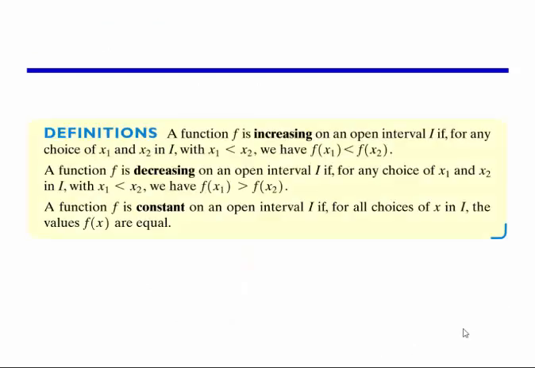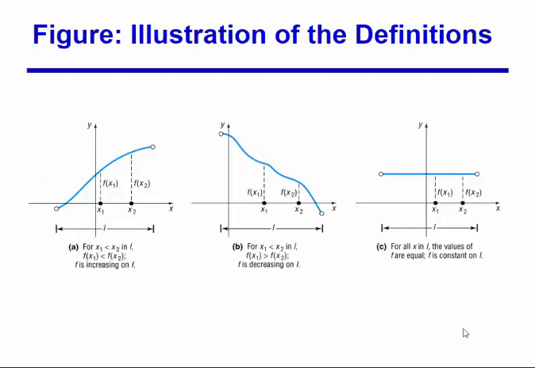So here are some definitions. A function f is increasing on an open interval I if, for any choice of x1 and x2 in I, with x1 being less than x2, we have that f of x1 is less than f of x2. A function f is decreasing on an open interval I if, for any choice of x1 and x2 in I, when x1 is less than x2, we have that f of x1 is greater than f of x2. And then a function f is constant on an open interval I if, for all choices of x in I, the values of f of x are equal.